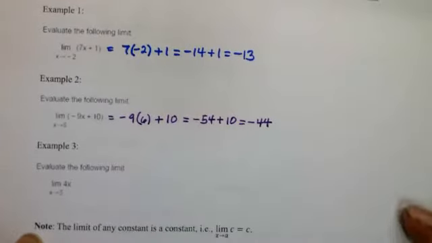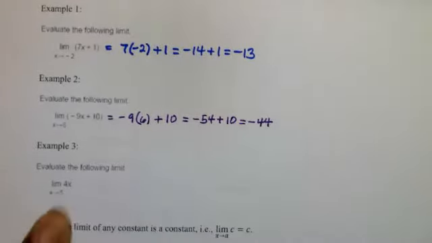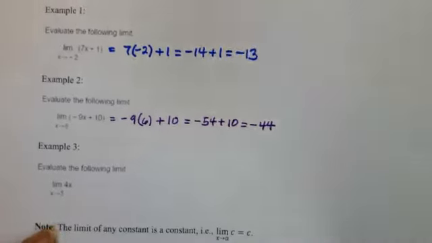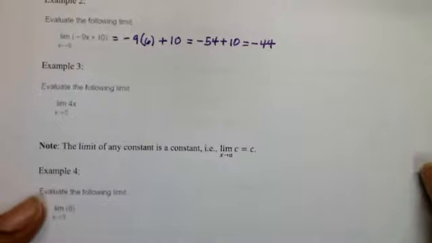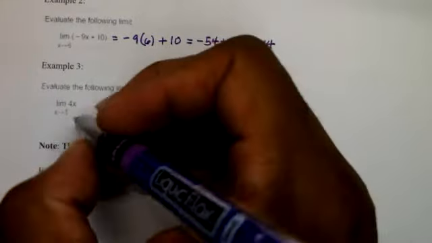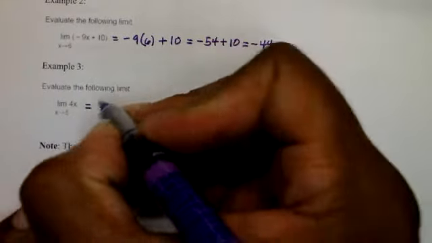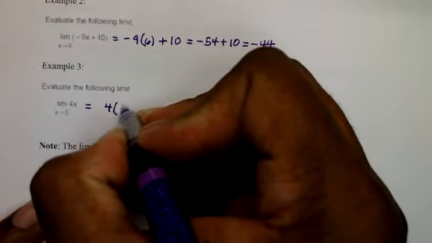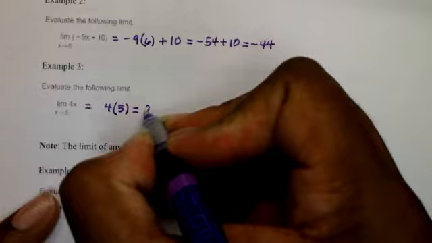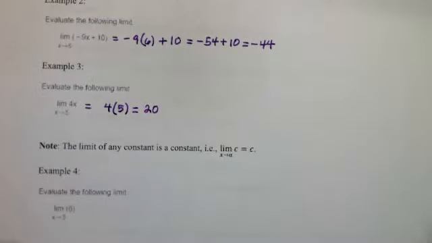All right, next, the limit as x approaches 5 of 4x. In this case, we just do 4 times, replace the x with 5, and that would give you 20.